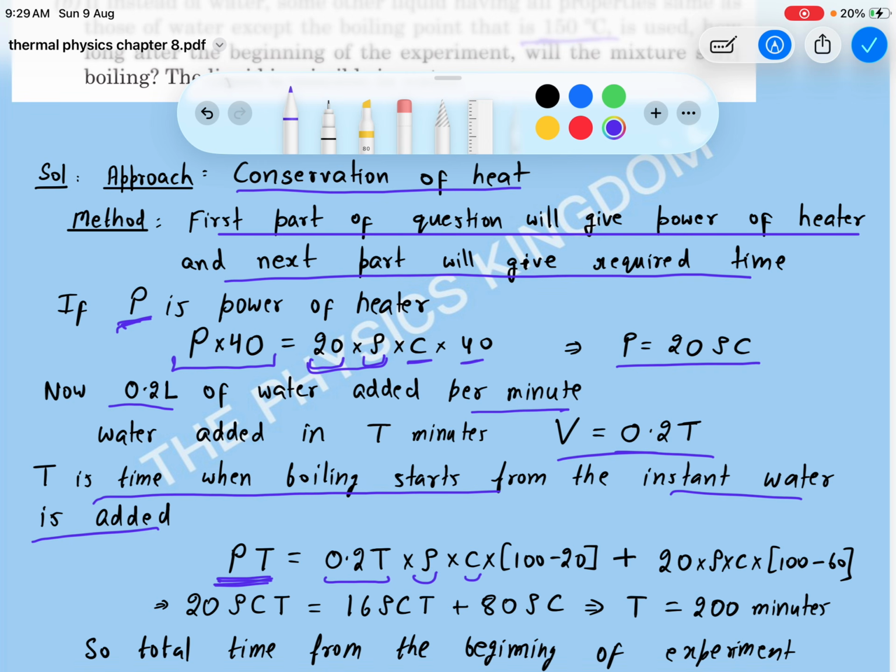So change in temperature is 100 minus 20, because at the time when you are adding water, the temperature is 20 and final temperature should be 100. And what liquid was there already, right? It was only having temperature 60. So the liquid which was already present in the container, that had temperature 60. So mc into delta t you are doing.